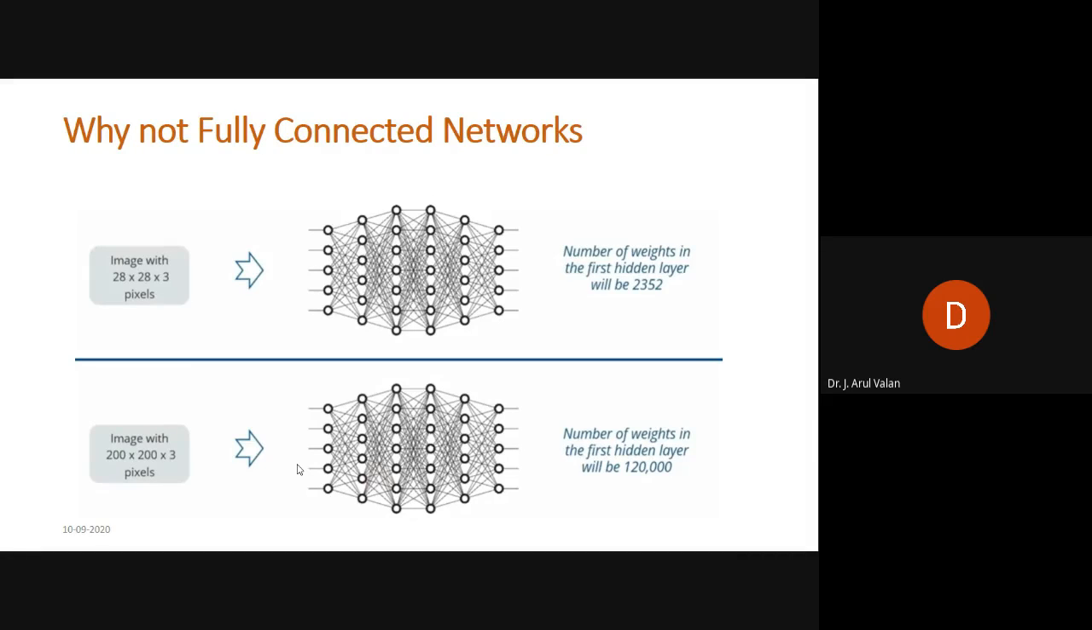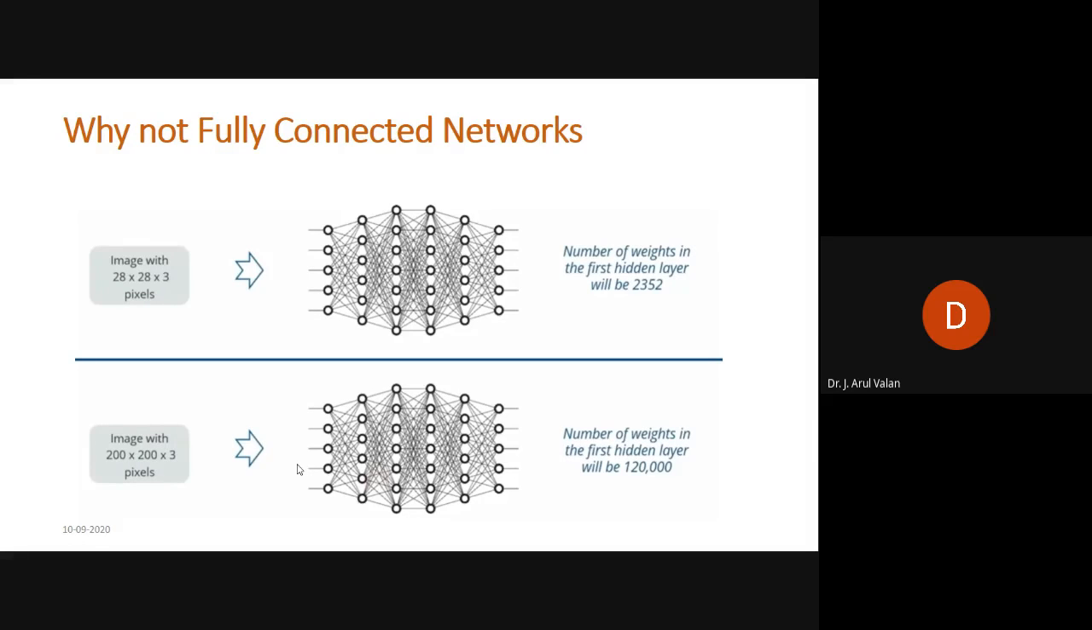So here you assume that if it is a fully connected network with a 28 cross 28 pixel image, how many layers are required? Fully connected means all the layers are connected with each other. That is a complete fully connected network. It's just like a mesh. All the neurons are connected with all the internal neurons as well as all the output neurons.